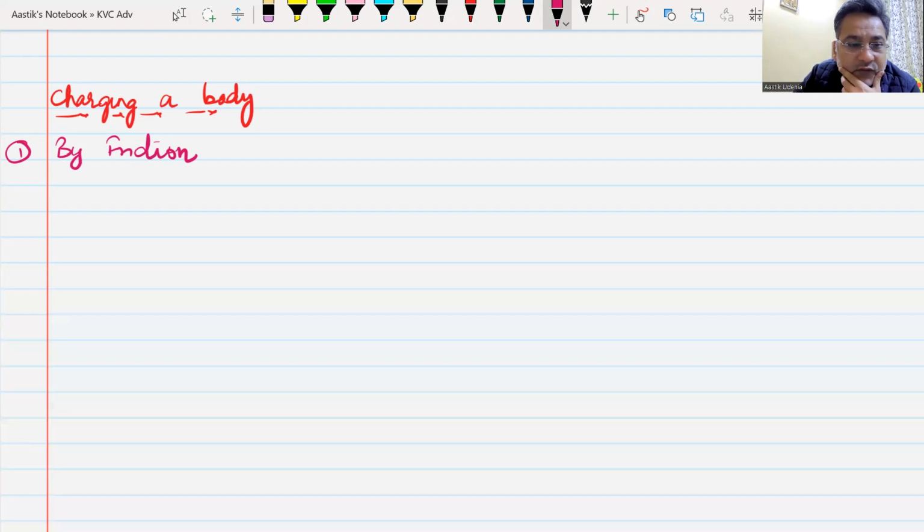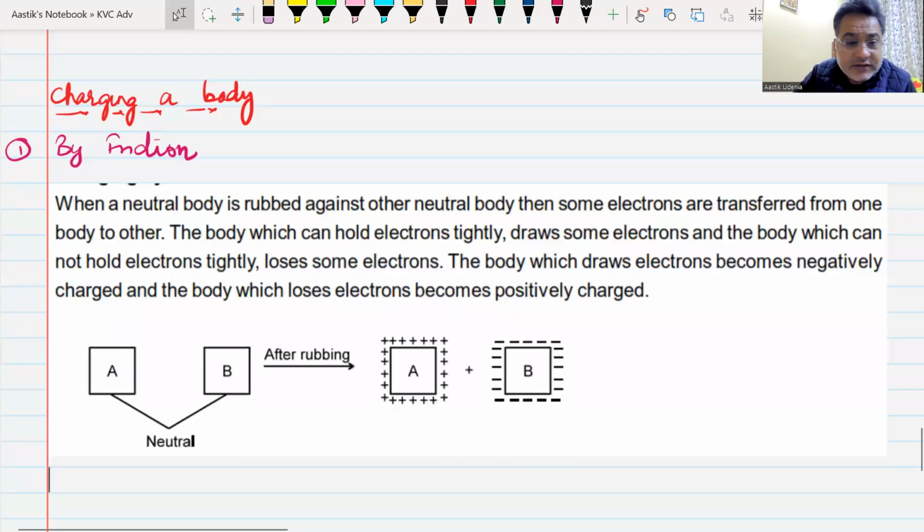The two bodies will get equal and opposite charge. Yes or no? Yes, sir. So that is how you can charge a body. You don't have to write much. You just have to understand what is charging by rubbing.